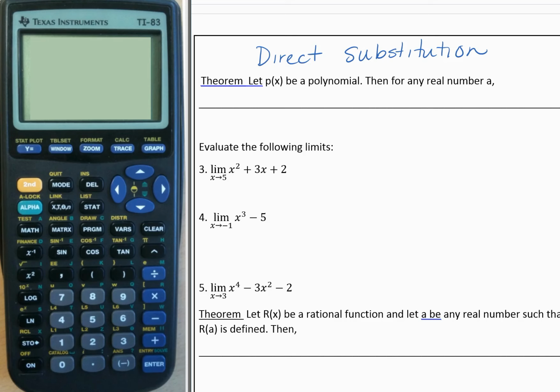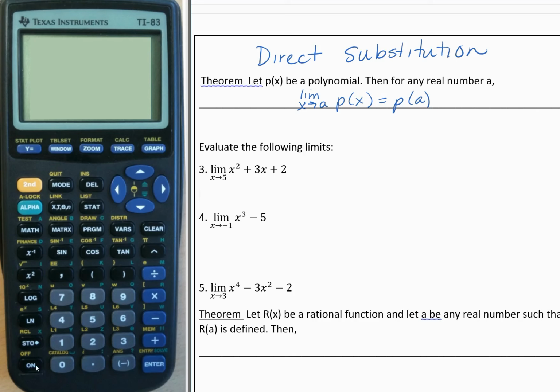One group of functions that's always allowed are polynomials. Things like x squared, x cubed, where we're adding them and multiplying them by numbers. This theorem says that if p of x is a polynomial, then for any real number a, the limit as x goes to a of p of x is equal to p of a. Meaning you just plug the a value, what x is going toward, into your polynomial. It's as simple as that.